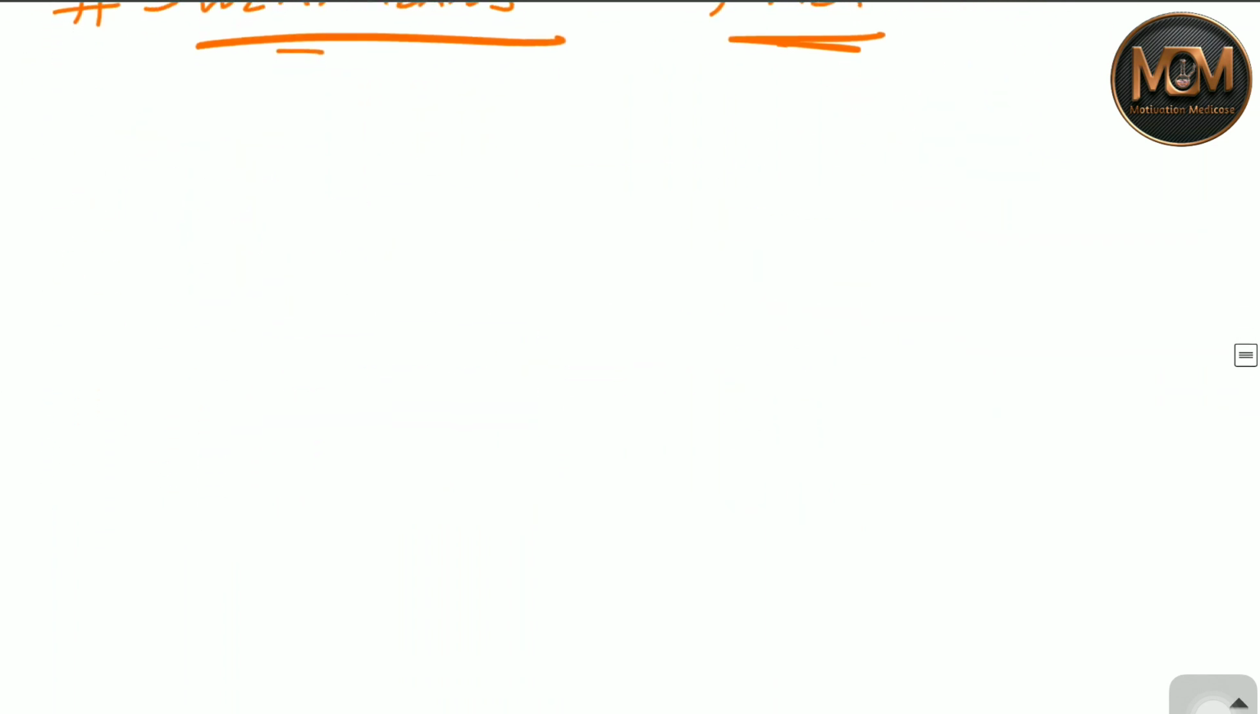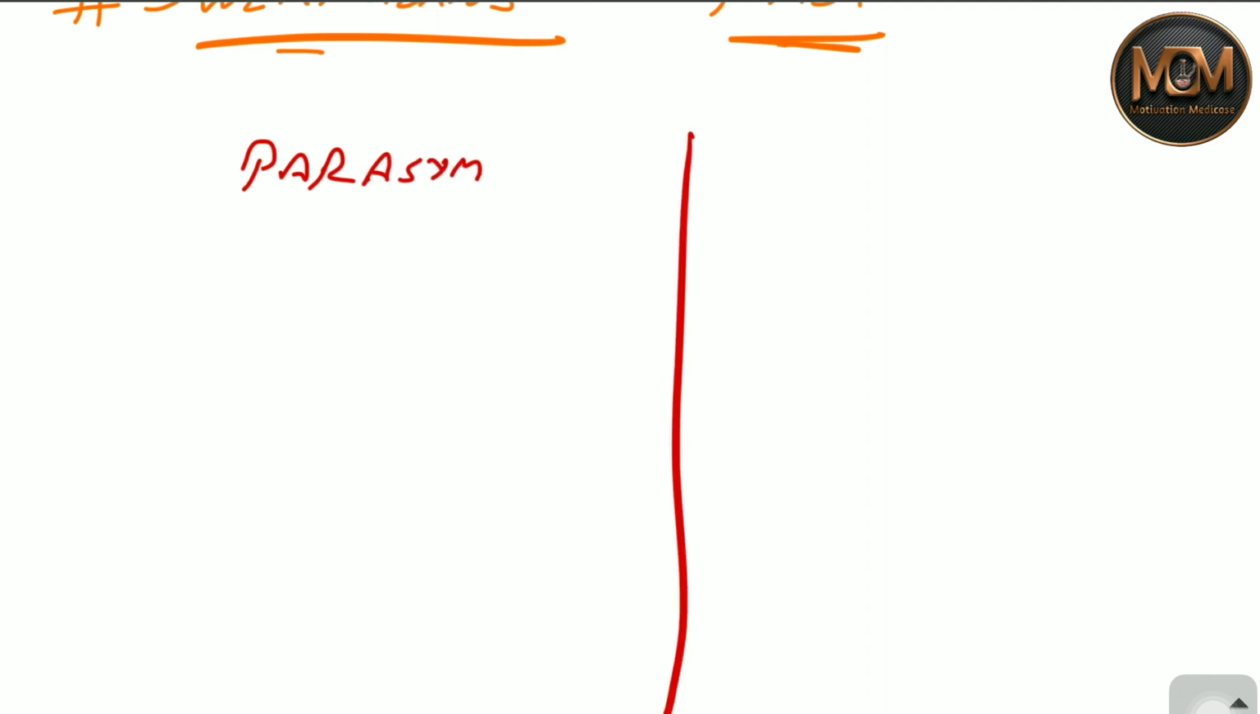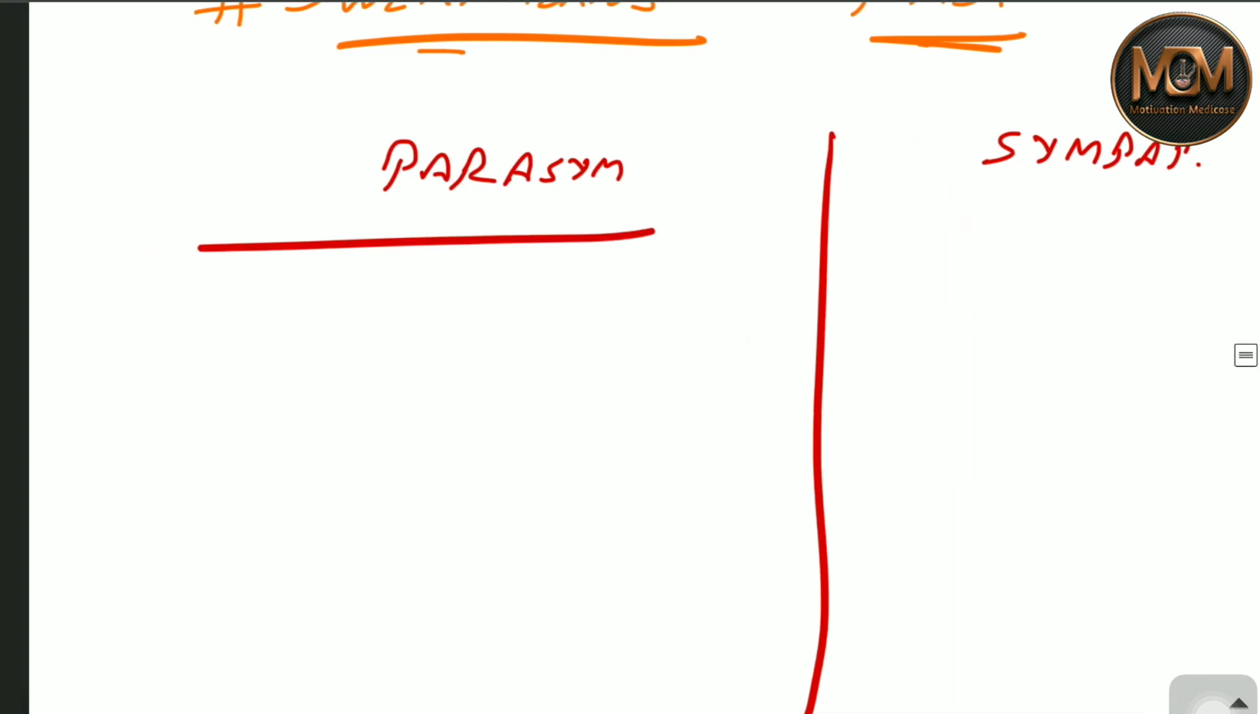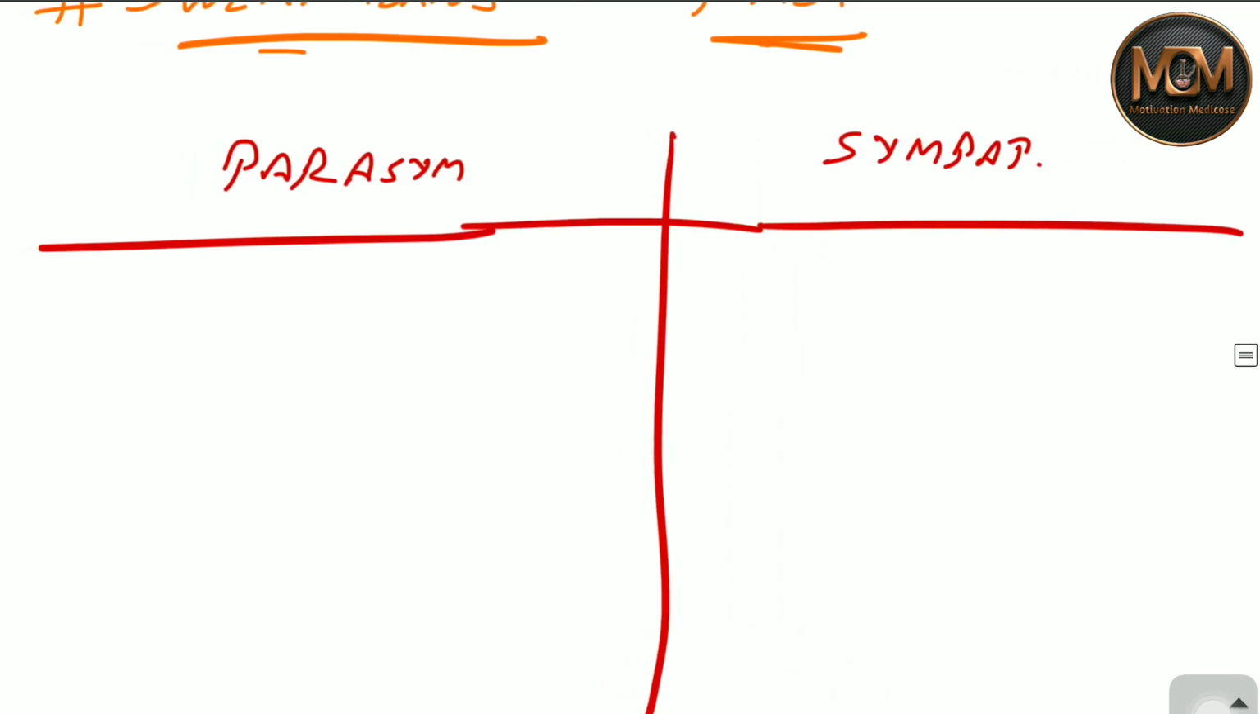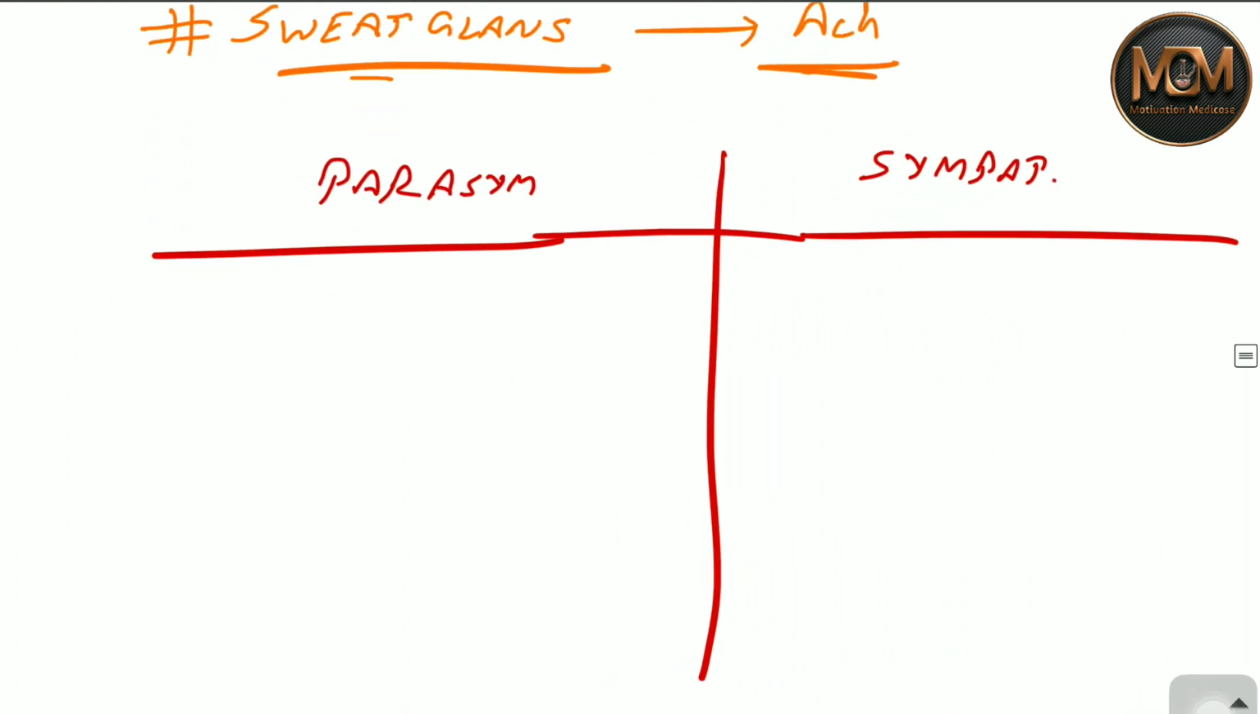Now let's see the difference between parasympathetic and sympathetic on the basis of function. So on the basis of function, let's see the difference in both. How can you remember the function? I have a very interesting trick for this also.